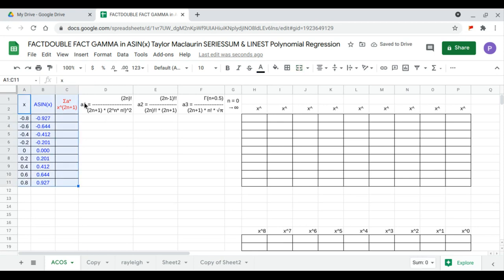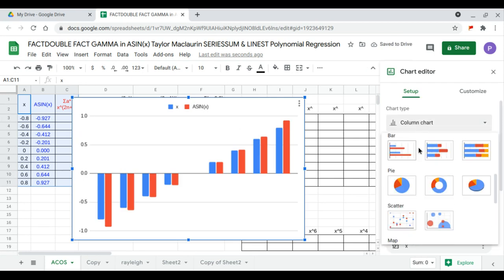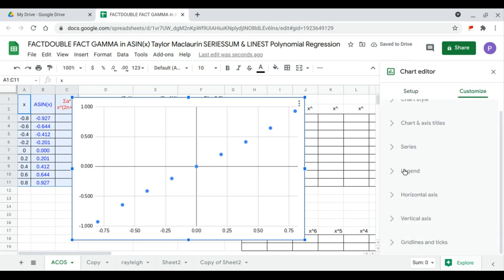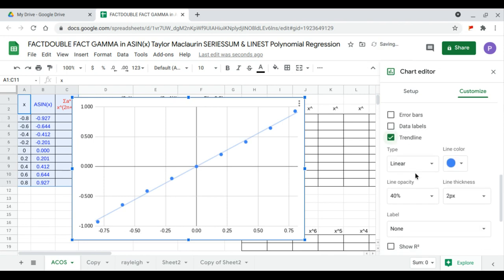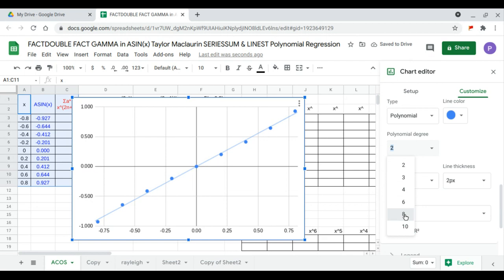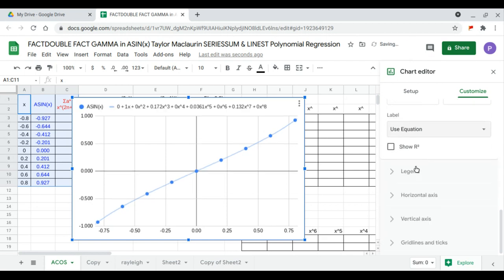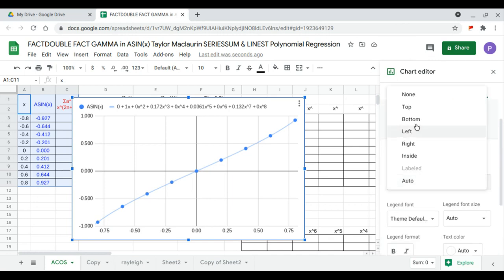And we'll chart this. Insert chart, and we'll use scatter chart. We show the trend line, series, trend line, polynomial to the 8th degree. For the label, use the equation. For the legend, position at the bottom.